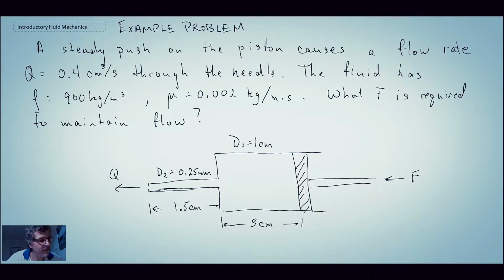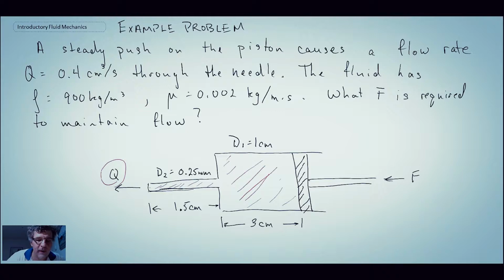Okay, so in this problem, what we have is a syringe filled with a fluid, and the fluid is being forced out of the syringe through a very small diameter needle section that has a diameter of 0.25 millimeters. And we are given the volumetric flow rate coming out of the syringe, and we are asked to determine what is the force required in order to maintain a steady flow rate. And the viscosity of the fluid is given.